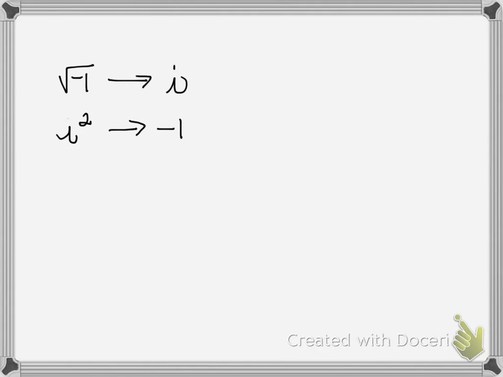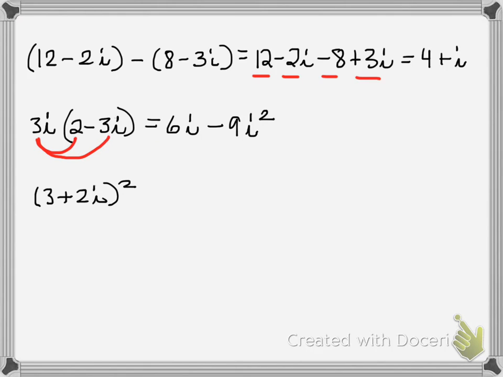Now remember what we said. Wherever there's an i squared, we're going to replace that with negative 1. i squared always gets replaced with negative 1. So let's go back to where we were here. This i squared right here is going to get replaced with negative 1.